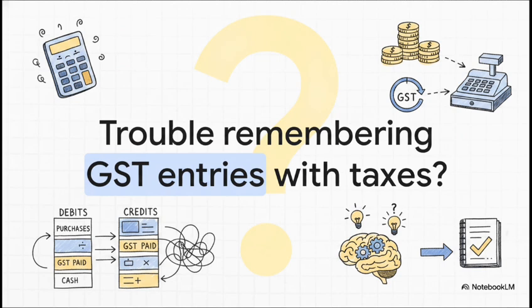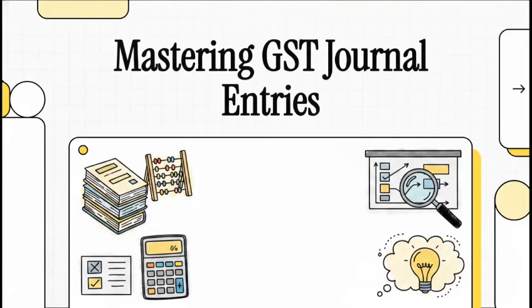You learn the golden rules of accounting, you have your basic debits and credits down, and then bam, a real-world transaction hits your desk. Suddenly there are input taxes, output taxes, state taxes, central taxes, and it can kind of feel like a totally different language. But don't worry, because today we're going to fix all of that. So, welcome to today's explainer.